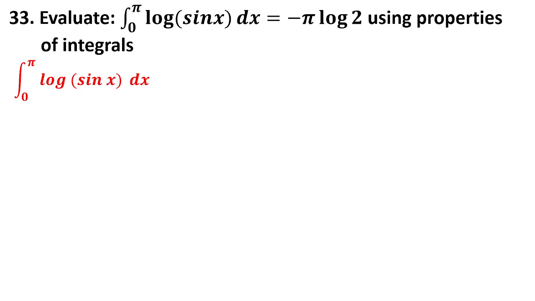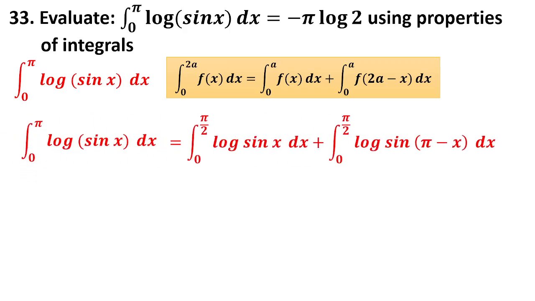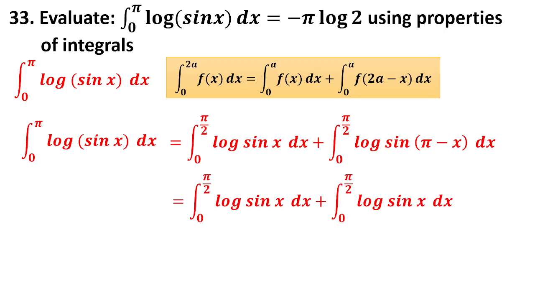Okay, now anyway we have to use a property. I am using property number 1, that is integral 0 to 2a. If you assume the upper limit as twice of something, then you can split it as 0 to a, 0 to a. Here it is pi, therefore I am splitting it into 0 to pi by 2, 0 to pi by 2. The first function will be f of x, the second function will be f of 2a minus x, that is pi minus x. What is sin of pi minus x? It is sin x only. Therefore you will get 2 times integral log sin x into dx.